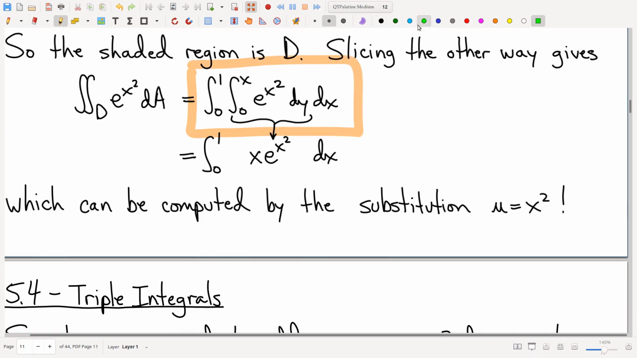And here, this inside integral now is actually quite a bit easier because don't forget, x being the outside variable now is a constant. So that's a constant. So all of that is constant, and it's easy to integrate constants. That's a pretty cool trick.